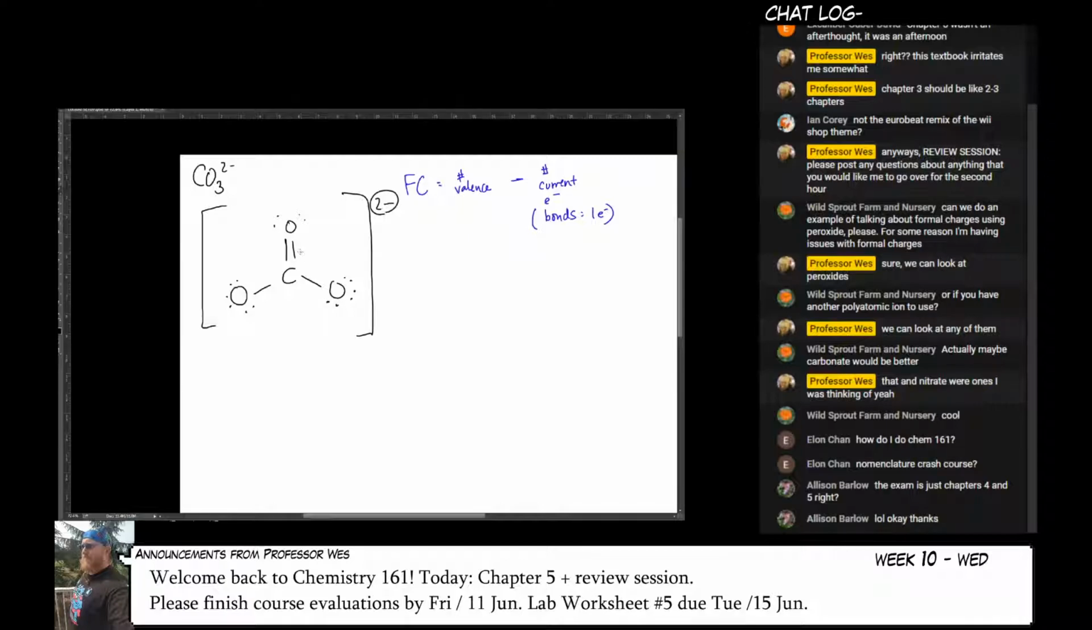So let's start with carbon here. Carbon is in group 14. It starts with 4 valence electrons. It has currently 4 electrons around it for a formal charge of 0.